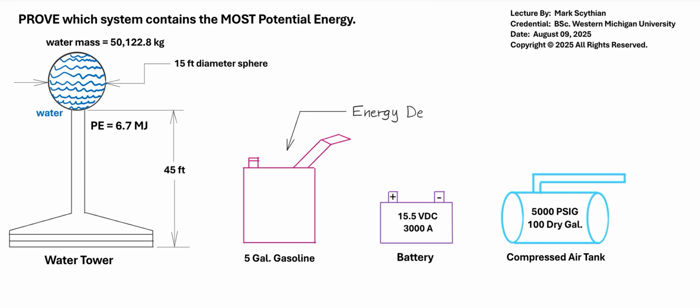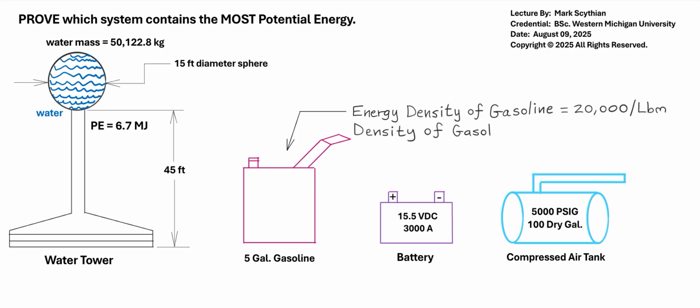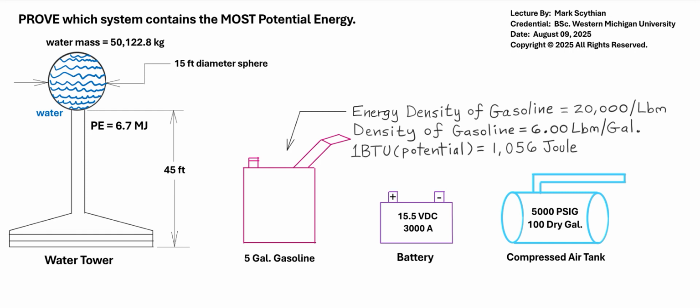So now let's focus on the 5 gallons of gasoline, its potential energy in its non-combusted form. The energy density of gasoline, or its chemical potential energy, is 20,000 BTUs per pound. And 1 BTU is also equal to 1,056 joules of potential energy. I didn't write the 20,000 BTUs in here. I'll correct that in a second.